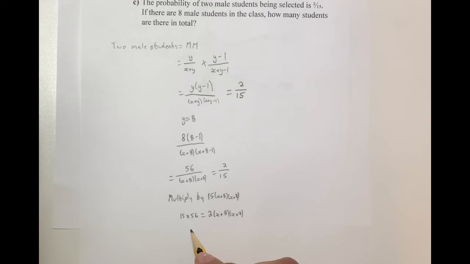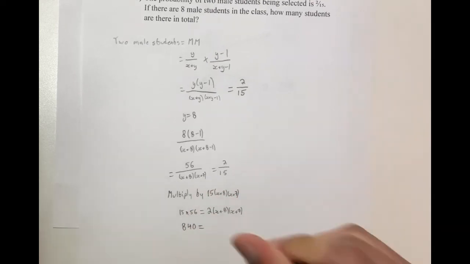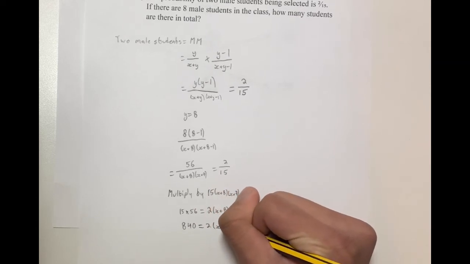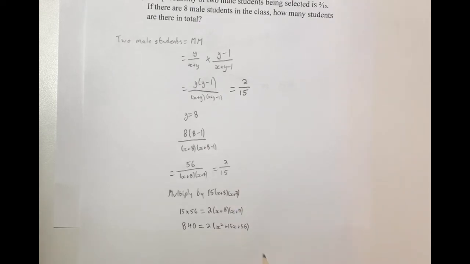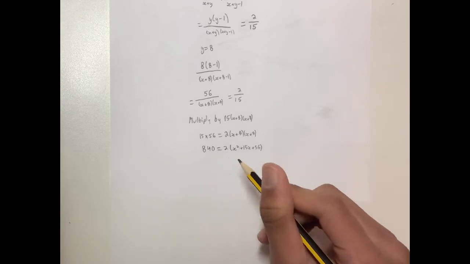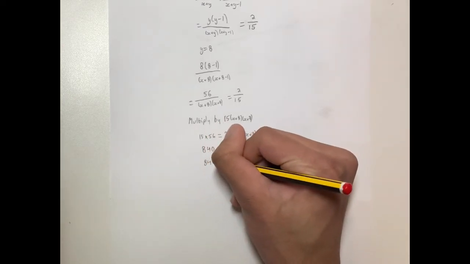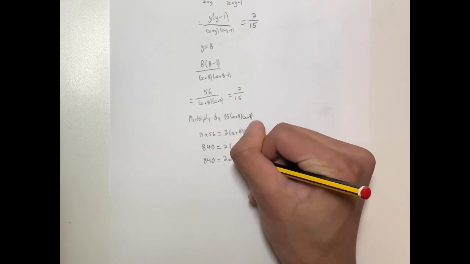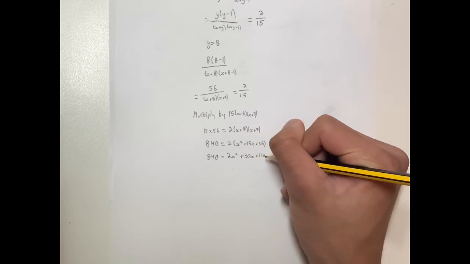Now, 15 times 56 gives us 840, and this is equal to 2 times x squared plus 15x plus 56. We got this by multiplying these two brackets together. We can use our FOIL method to give us x squared plus 15x plus 56. Next, we multiply the right-hand side by 2, and we get 2x squared plus 30x plus 112.